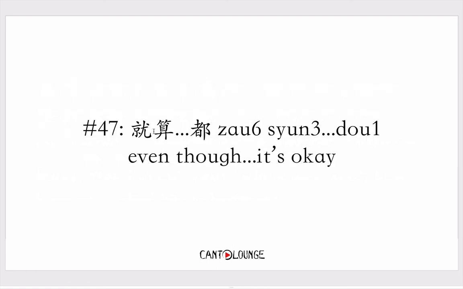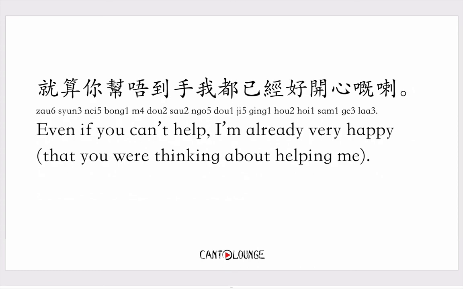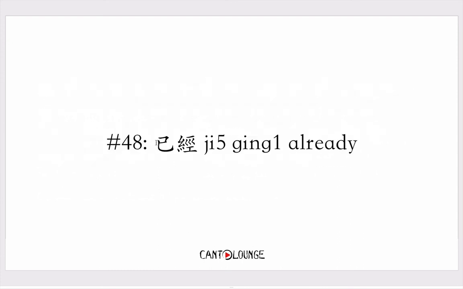Right. So once again, this is like fixed. But this isn't a sandwich contract. Remember, this is like 就算 phrase A, 都 and then something 都 in phrase 2. Right. So 就算你幫唔到手, even if you can't help, I'm already 我都已經好開心㗎啦, very happy. Okay, moving on. 已經, already. Again, not really a conjunction, but important. So we included it. Loose definition of conjunctions, guys.